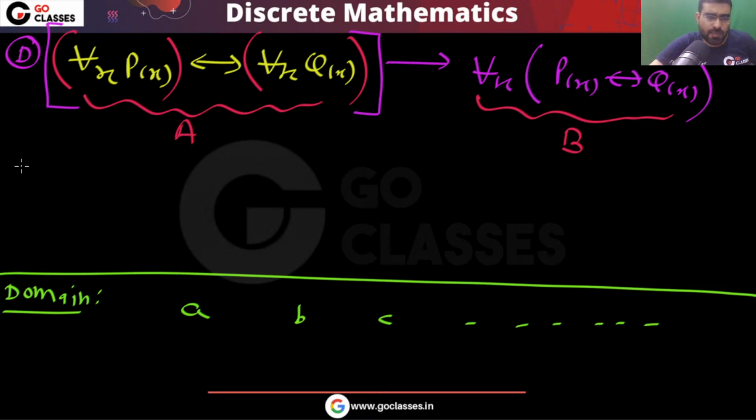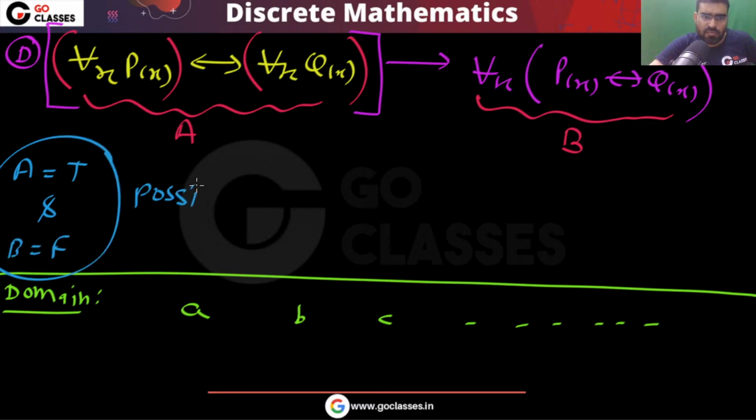So is it possible that A is true, B is false? Simple question. Is this possible? Now you tell me. Is this possible that A is true, B is false? Let's check. Tell me, how can I make A true, B false? This is what I want to do. Okay, is this possible? Let me check.